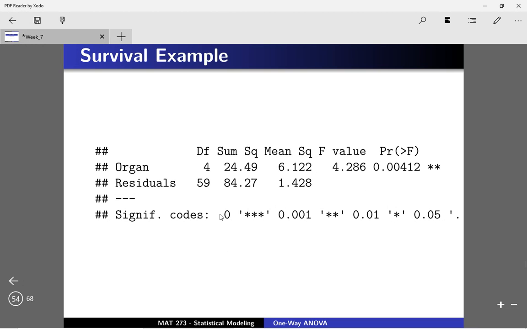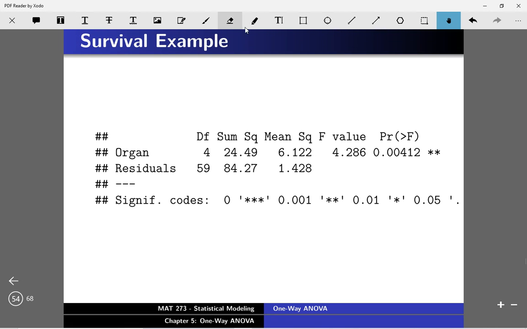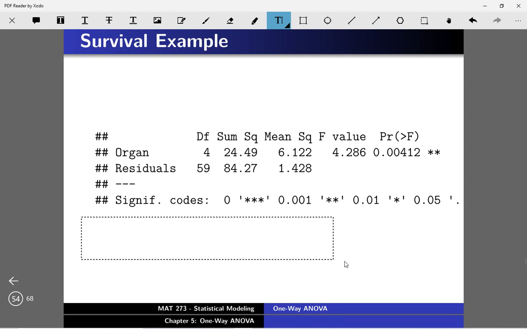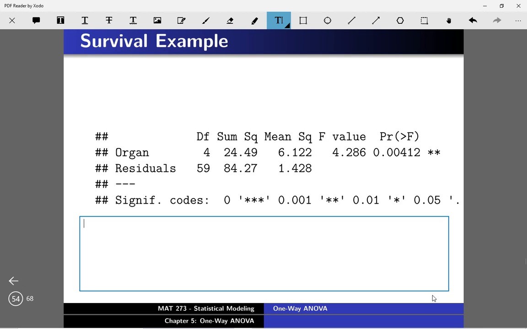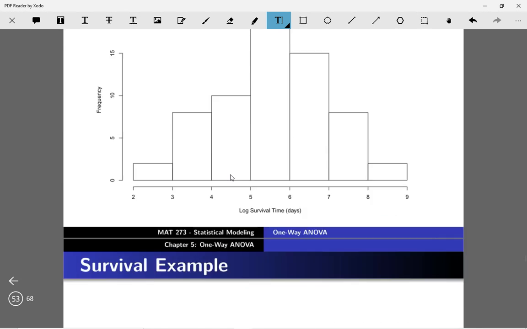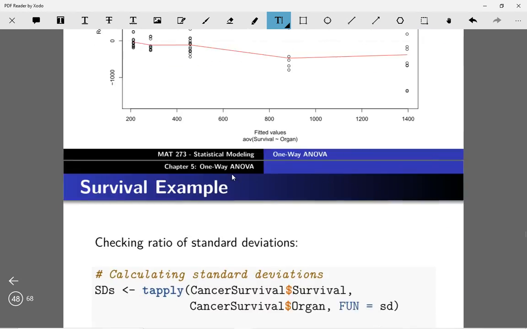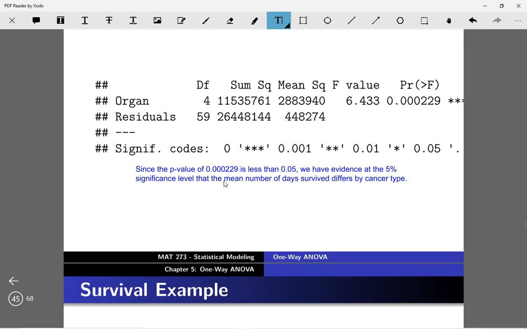Okay, refitting the ANOVA model, we get a p-value again very much smaller than 0.05. So interpreting this is a little bit different because now we're talking about mean survival, but actually it's very similar to last time, so I'll just copy it.